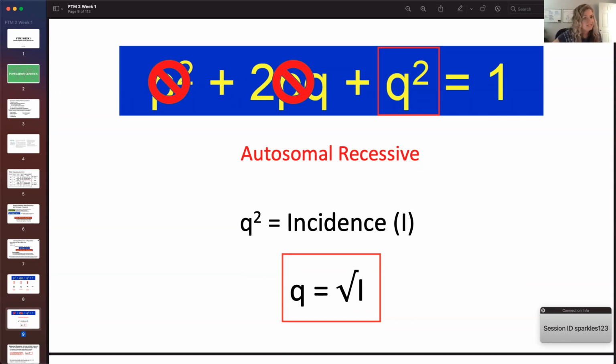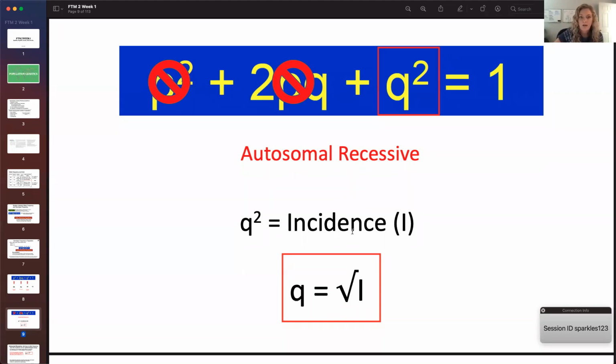So for autosomal recessive, which I would argue is probably one of the most commonly used, because there's a bunch of inheritances that are autosomal recessive, Q squared is going to be the same thing as the incidence. The incidence in the population is going to be the number of affected people. Q squared is the incidence, because in order to be affected with an autosomal recessive disorder, you have to have both of the disease-causing alleles. So that's why it's Q squared.